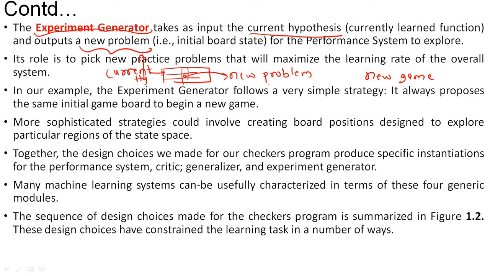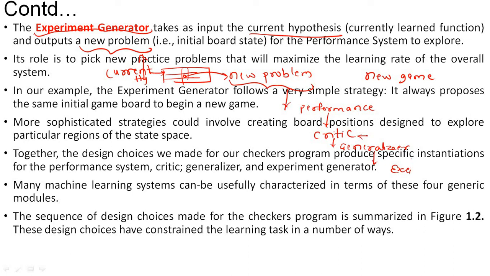This new problem will again be taken by our first module, which is the performance generator. The performance generator will take this value and check the performance again, then it will go to the critic. The critic will give more input, in addition to the input already given by the experimental generator, and our machine will learn more and more from that. Then we go to the generalizer, which will generalize that particular hypothesis in a general fashion, not a specific one, and then again the next step is the experimental generator.